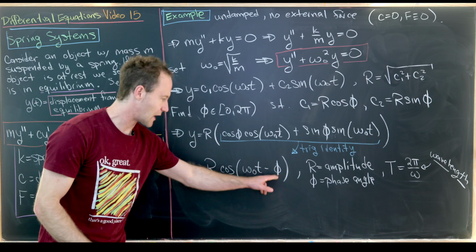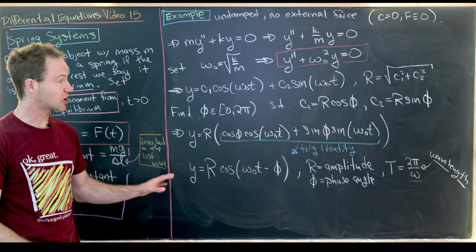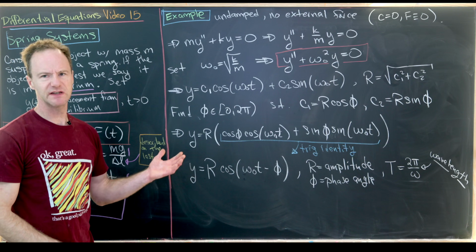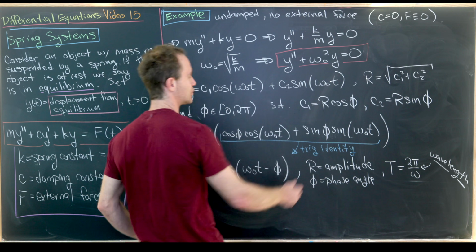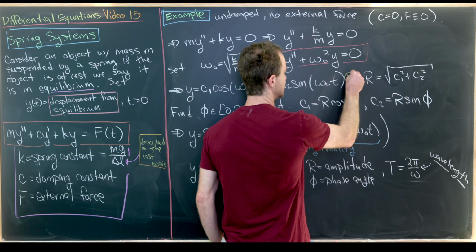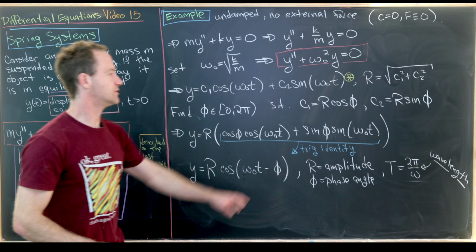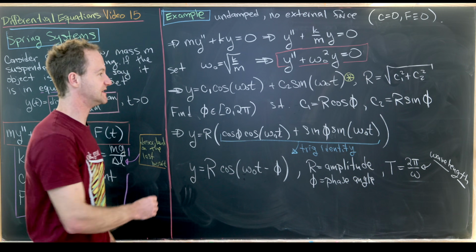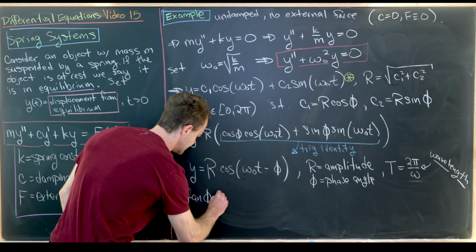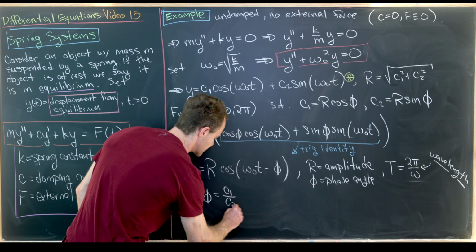Now, let's talk about how we can define phi in terms of maybe our starting constants c1 and c2. Because if you're given initial conditions, you'll probably want to solve for c1 and c2 using this form. So notice that we can take the quotient of these two equations, and that'll give us something like tangent of phi equals c1 over c2.